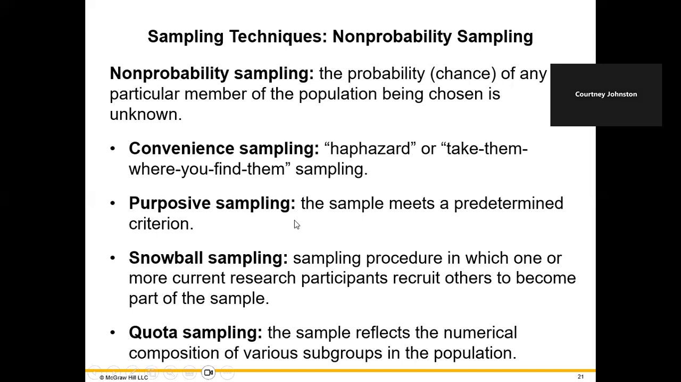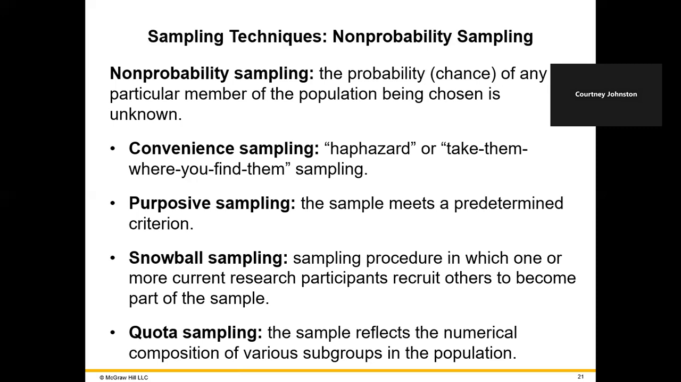There's also purposive sampling. The sample meets a predetermined criterion, and maybe you're just studying women. And so as a result of that, you're only going to sample women. That's purposive. Snowball sampling. This is a sampling procedure in which one or more current research participants, let's say you ask somebody to participate, they get one of their friends, and then they come participate. And then they get one of their friends. So it's literally like a snowball rolling down a hill. One begets another, begets another.